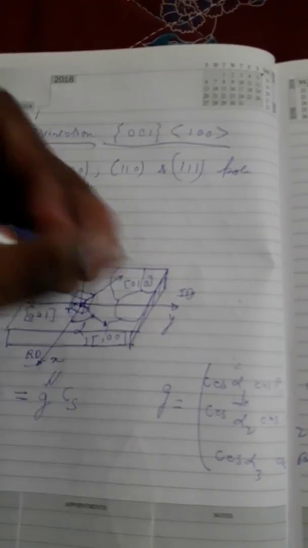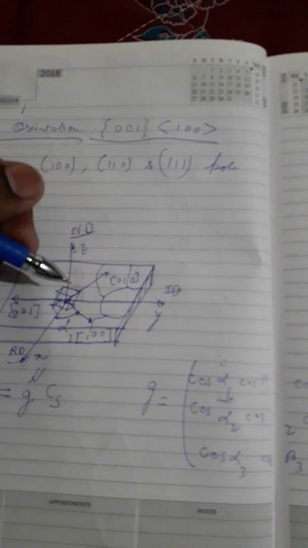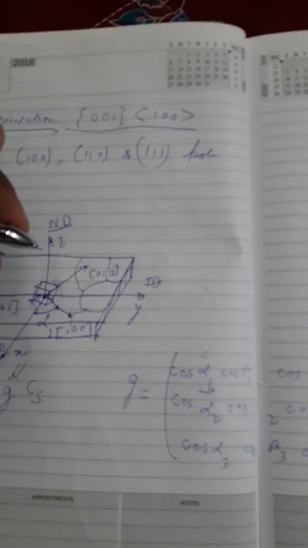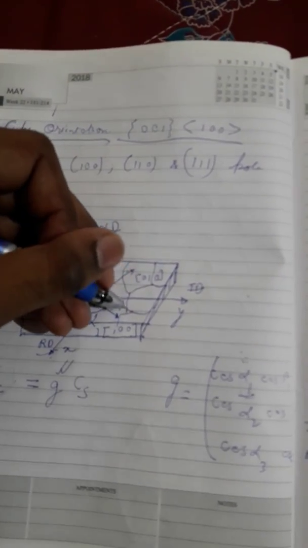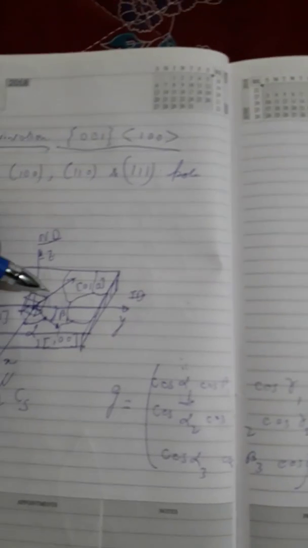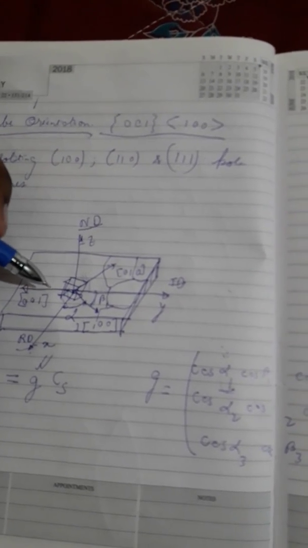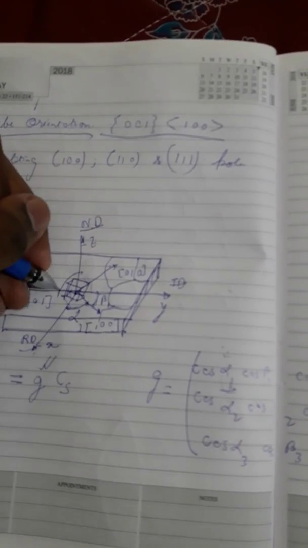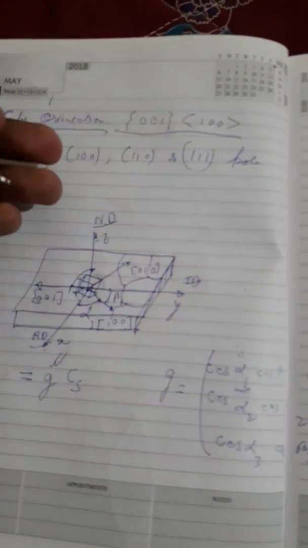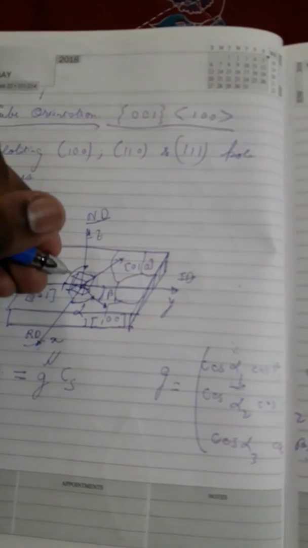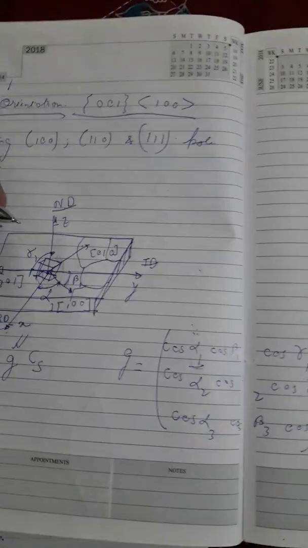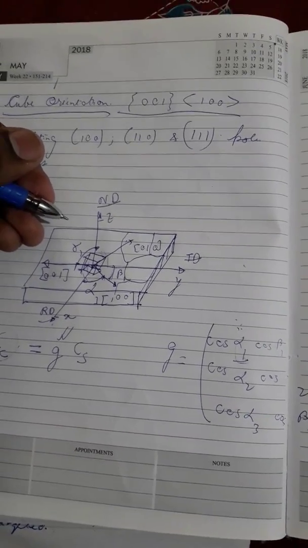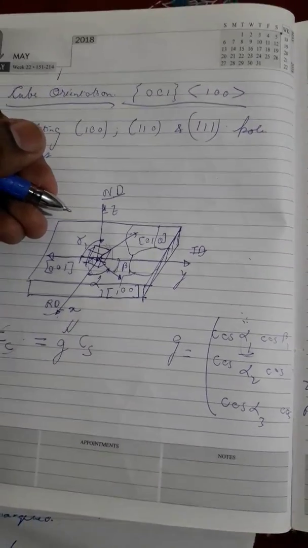to be alpha 1. The angle between TD and 100, so this is basically the beta 1. This angle is beta 1. The gamma 1 is basically the angle which is made by the 001 with the ND. Here this comes out to be 90 degrees, but it may not necessarily be equal to 90 degrees depending on what orientation as well as what crystal system we are talking of. So this is gamma 1. Then we have alpha 2. Alpha 2 basically is the angle which is made by RD, rolling direction, with the 010.